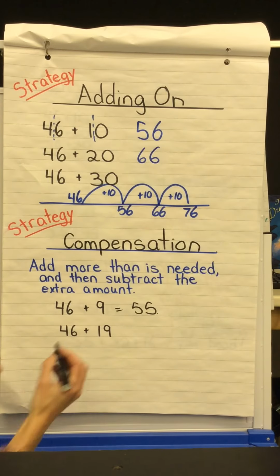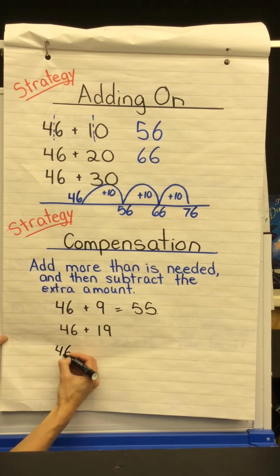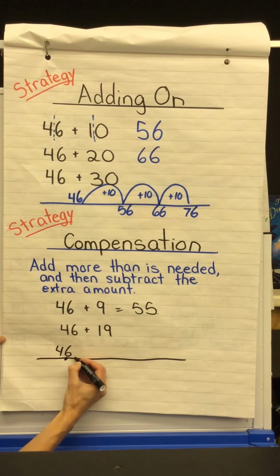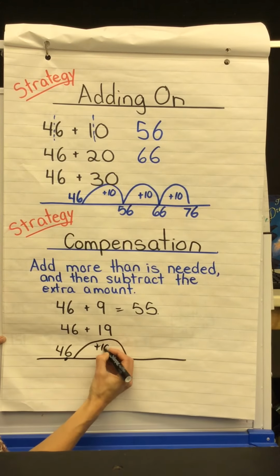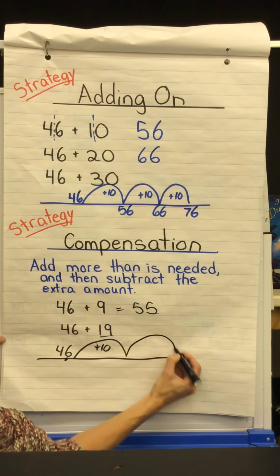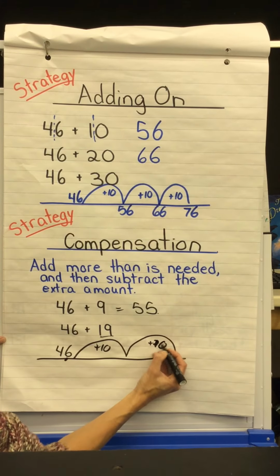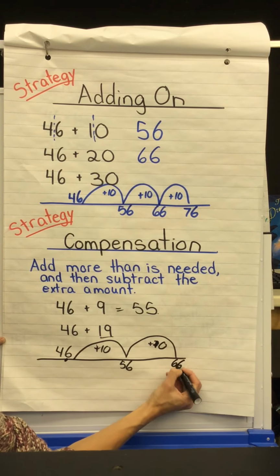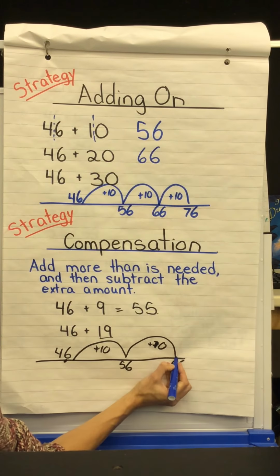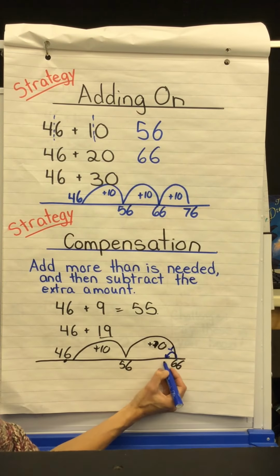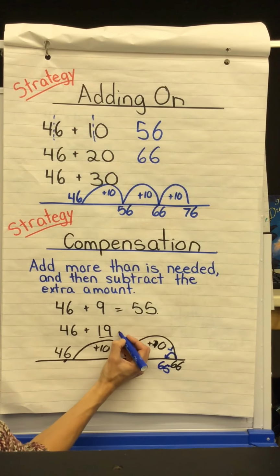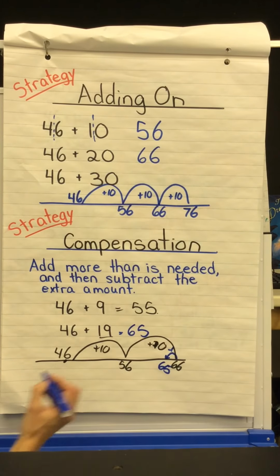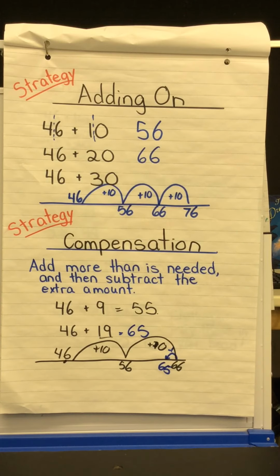You can use a number line with this skill too by doing this. 46, add 10, because we're going for 19, add 10 more, sorry. 46 plus 10 is 56. Add 10 more would be 66, but then we just got to skip back that little 1, minus 1, 65. So 46 plus 19, 65. 46, 56, 66, back 1 is 65. That strategy that we've been working on is called compensation.